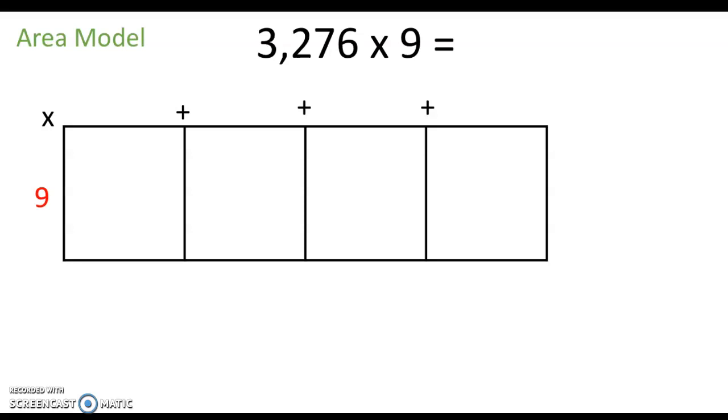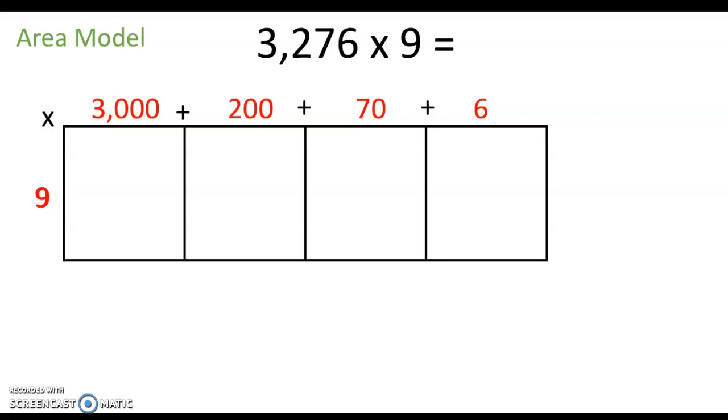3,276 times 9 using the area model. We will have 4 boxes because we are doing a 4-digit number. Then we will put our 9 on the side and break our large number into expanded form, making that 3,000 plus 200 plus 70 plus 6.